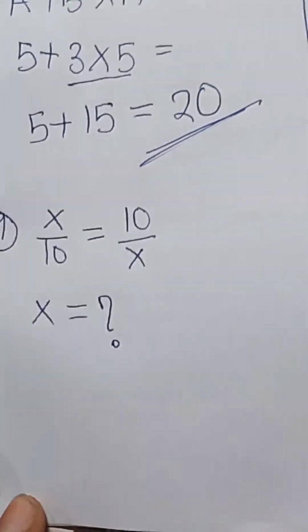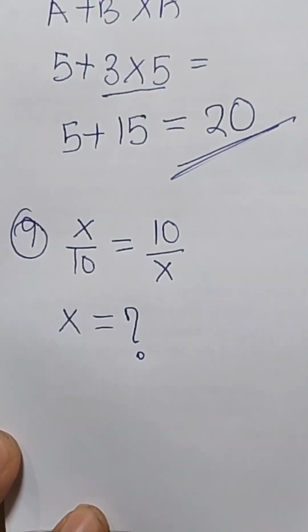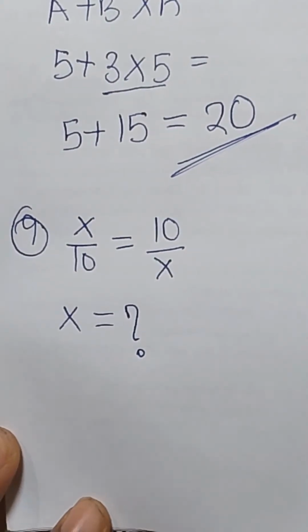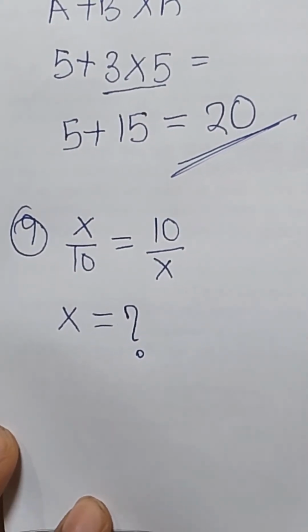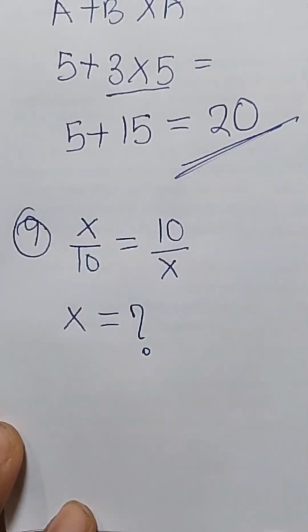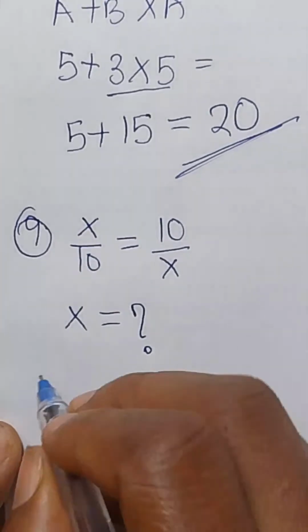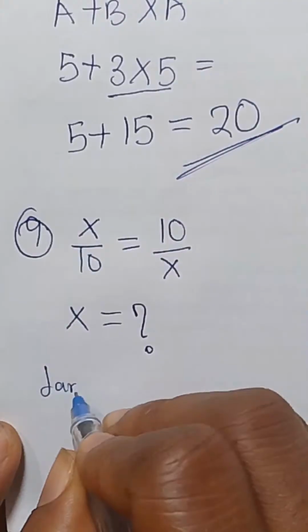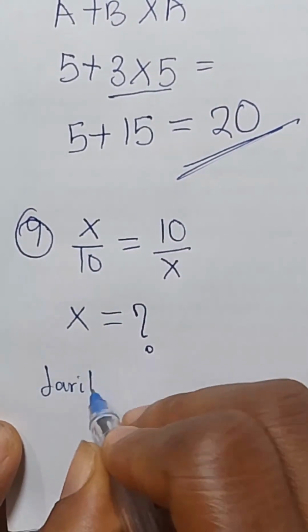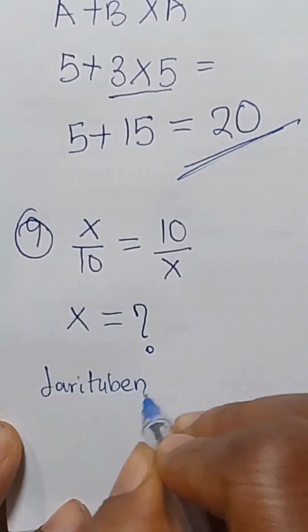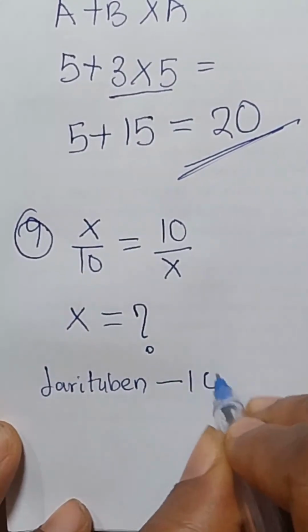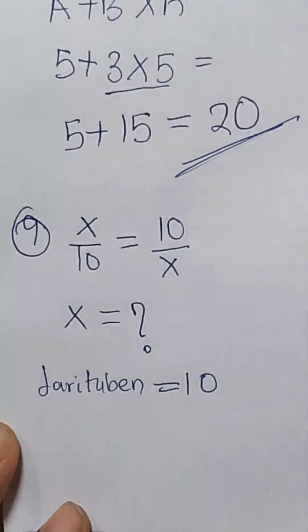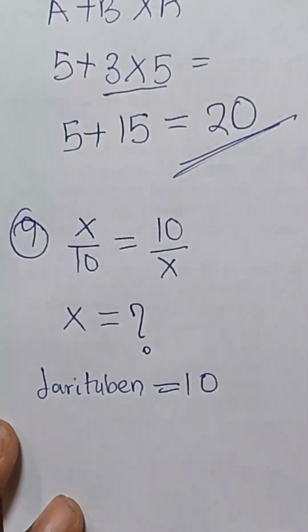So please solve this. Let's see your answer. We are told that x over 10 is equal to 10 over x. Then you're asked to find x. This question, solve it carefully. Jari to Ben, solve it very carefully. And you said 10, okay? So more answers, please.